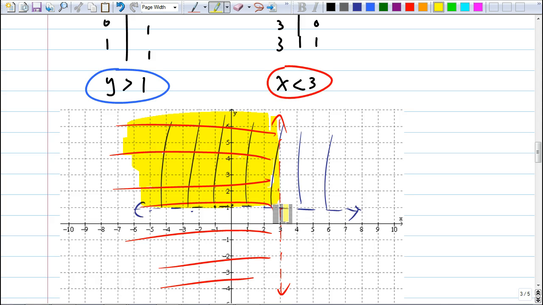This time it's pretty clear. Does this make sense? Okay, let's do one last one. This time they kind of do it opposite. They give you the graph.